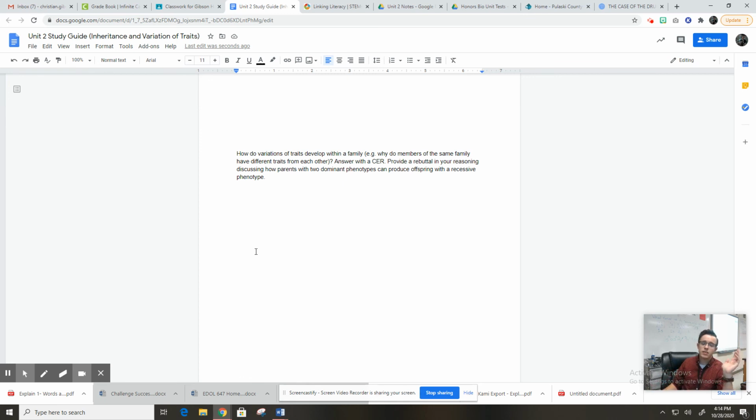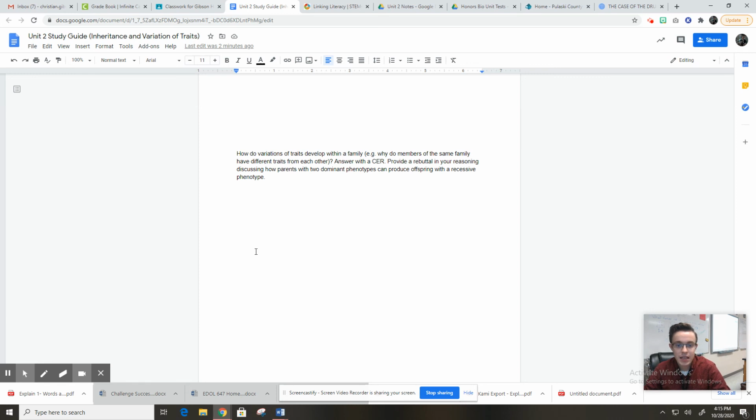Okay. And then in reasoning, you're going to explain how crossing over causes family members to have different traits, and how independent assortment causes family members to have different traits. And then we got to look at our rebuttal. So how could parents with two dominant phenotypes produce offspring with a recessive phenotype? So let's take cystic fibrosis, for example. How can two parents without cystic fibrosis have offspring that has cystic fibrosis?